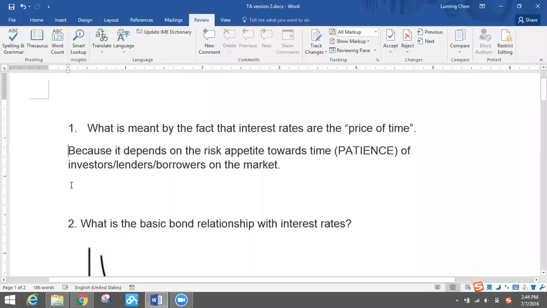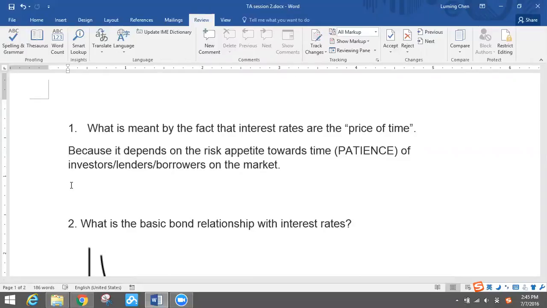Hey, what's up, guys? Today we're going to review the practice problems of Chapter 2, which is based on Lecture 2 and the book Chapter 2, Structural Factors by Robert Shiller in the book Irrational Exuberance.